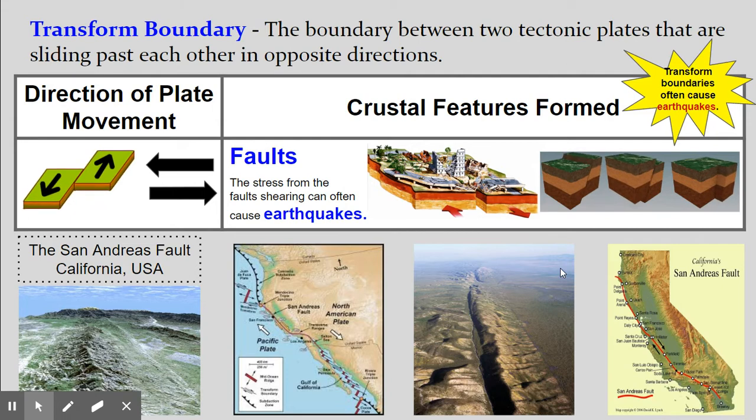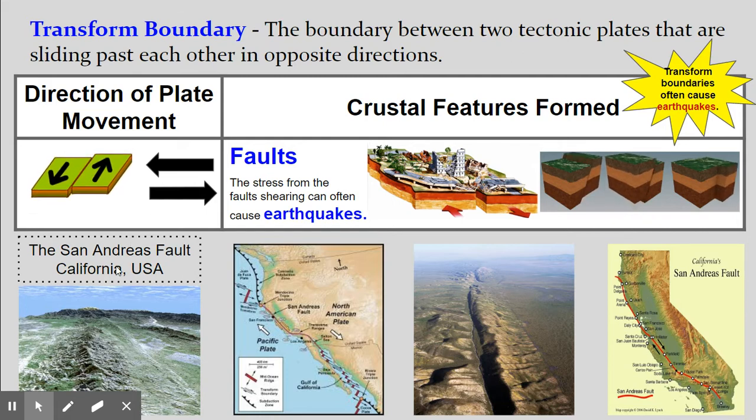And then transform boundary. Transform boundary is between two tectonic plates that are sliding past each other in opposite directions. So the crustal features formed would be a fault, okay, and faults happen from the stress of shearing, which can cause earthquakes. So a lot of times the transform boundary is associated with earthquakes.